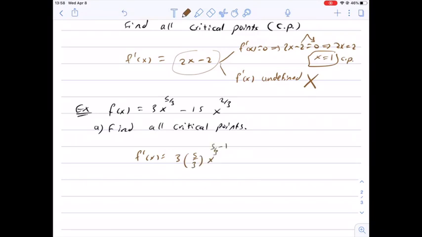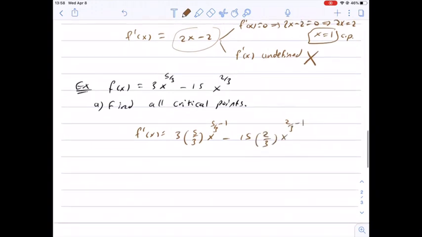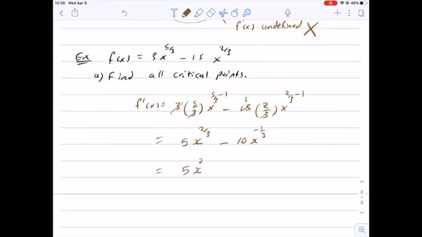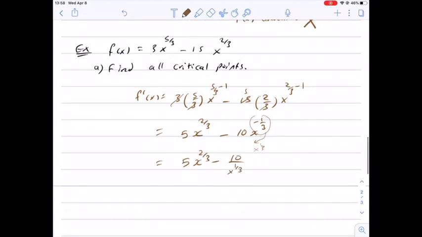It's 3 times 5/3 x to 5/3 minus 1, applying the power rule, minus 15 times 2/3 x to 2/3 minus 1. Then we can simplify more. 5x to the power 2/3 minus 5 times 2, 10x to the power negative 1/3. We can write this as 5x to 2/3 minus 10 over cube root of x, because this is x to negative 1/3. When we bring it down, it becomes x to 1/3. If we don't want to use the radical or the cube root, we just write it as x to the power positive 1/3. Now this is the derivative of the function.